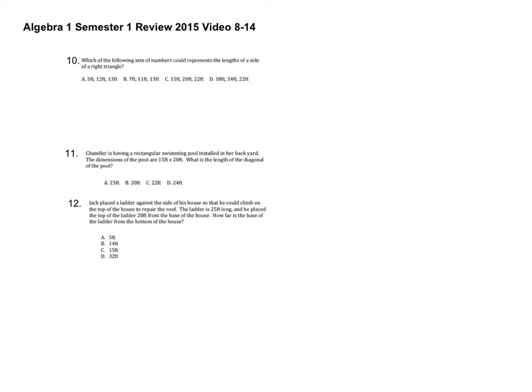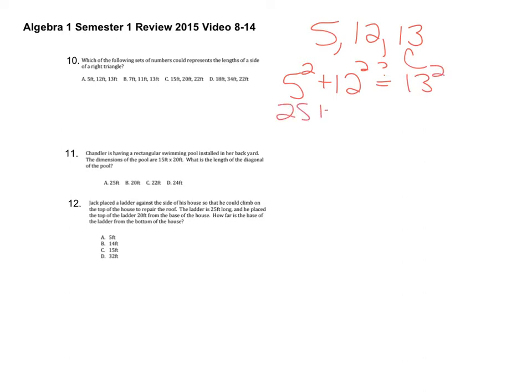Number 10 says, which of the following sets of numbers could represent the lengths of the sides of a right triangle? So what you do is you take the 3 sides they give you and you decide which one would be C. The hypotenuse is always the longest side. So 13 would have to be C because it's the longest side. So we're going to test, does 5 squared plus 12 squared equal 13 squared? We get 25 plus 144. We want to know, does that equal 13 squared, which is 169? And we got lucky. It worked the first time. 5, 12, 13 are the sides of a right triangle.